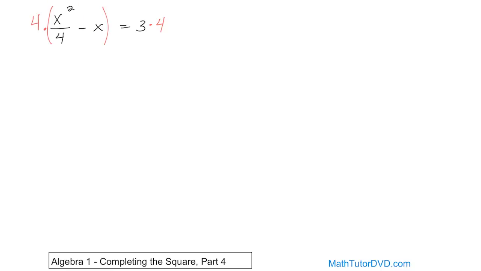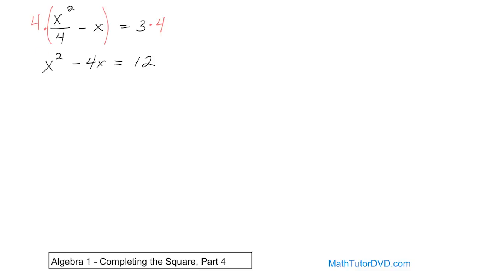So really what you're going to be left with is just x squared, because the 4 will cancel with the 4. And then the 4 times the negative x means you'll have a negative 4x. And on the right-hand side, you'll have 12. Now, doesn't that look a lot nicer? Because ultimately, this equation is exactly equivalent to the previous one that we started with. In other words, it has the same solutions as the equation that we started with.